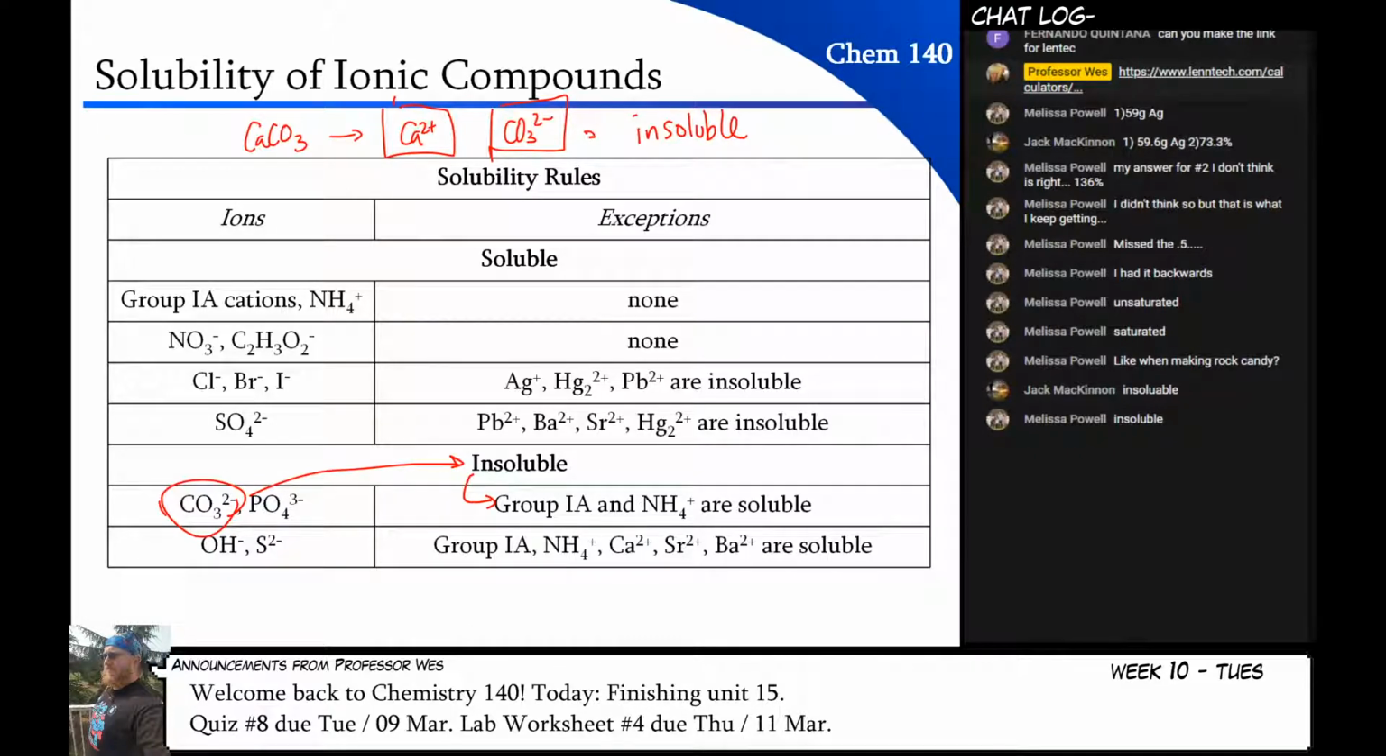And then what was the last one that I had there? Let me check real quick. Ammonium phosphate. So now what we'll do is we'll look at ammonium phosphate here. What are the ions that this splits into? And is it soluble or insoluble? I'll give you a second to think about it.